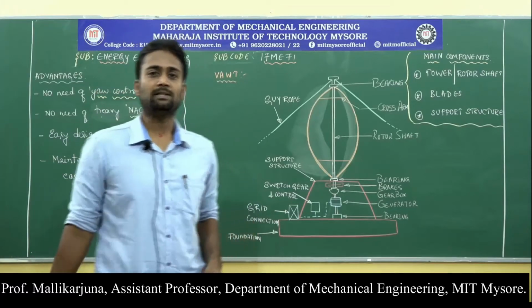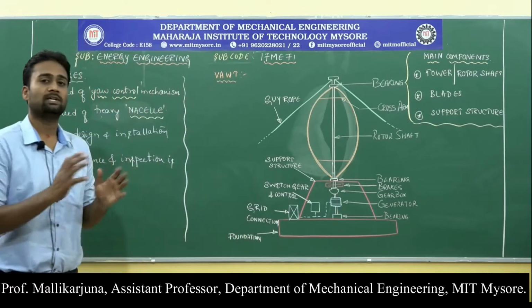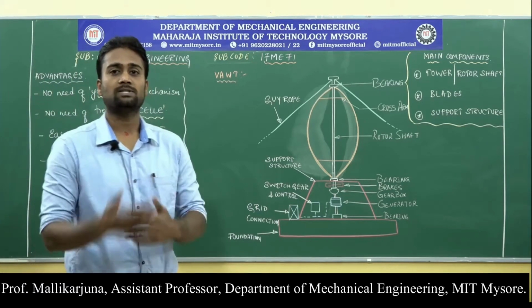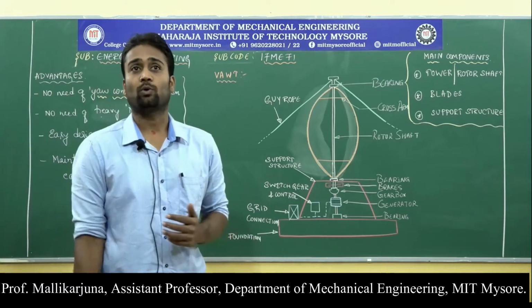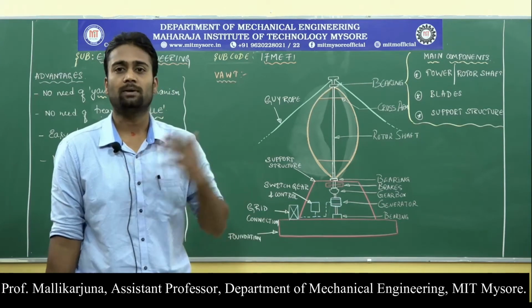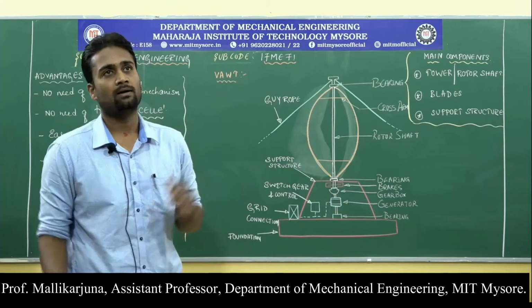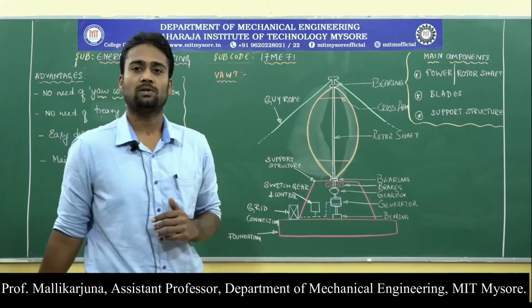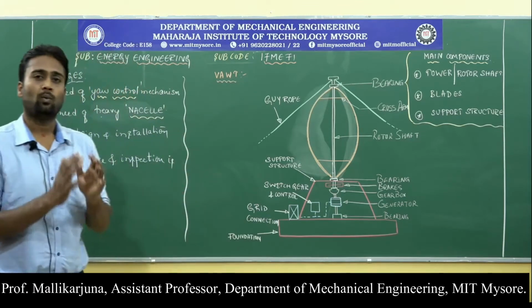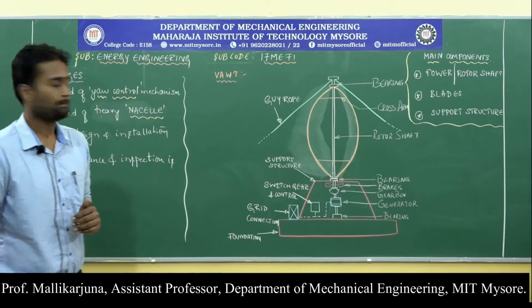Okay, namaste. In the previous session, we went through the classification of windmills. Windmills are classified into two categories based on the axis of rotation of the blades of the turbine: horizontal axis wind turbine and vertical axis wind turbine. We have gone through the horizontal axis wind turbine in the previous session. In this session, we will be looking at the vertical axis wind turbine.